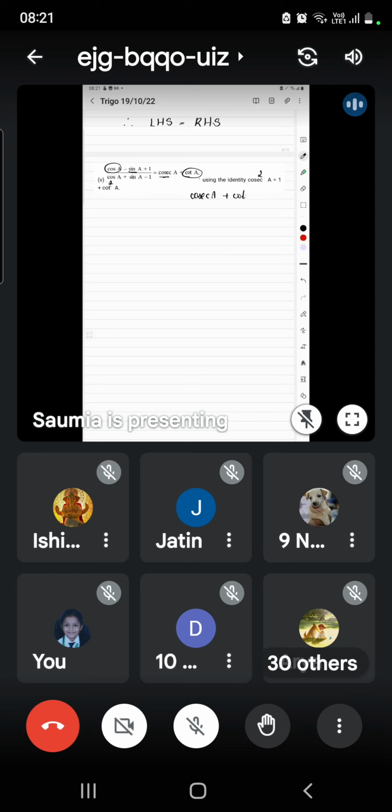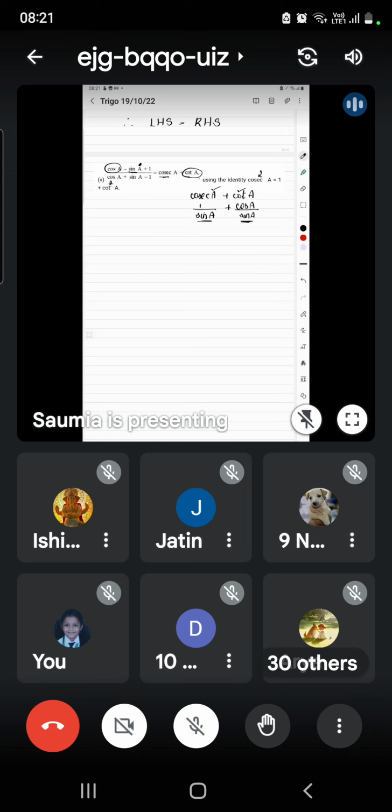RHS is cosec A plus cot A, which we have to bring here. But we have only cos and sine. But I know cosec is 1 by sine A and cot is cos A by sine A. That means I need the denominator as sine A to get these two into the picture. Correct? So what he said is correct.